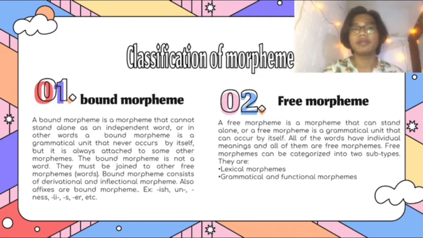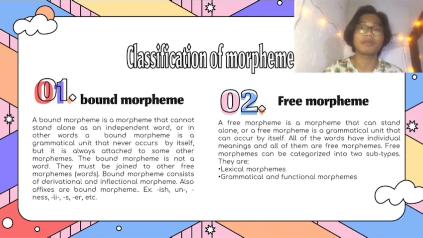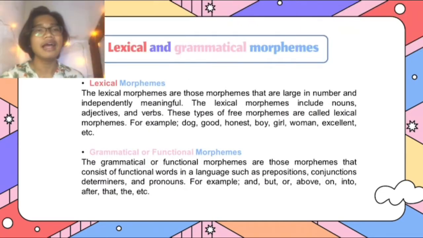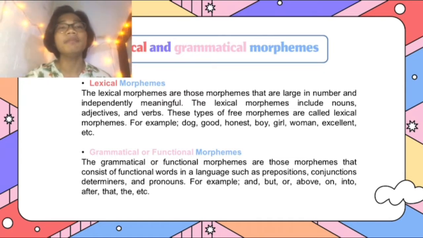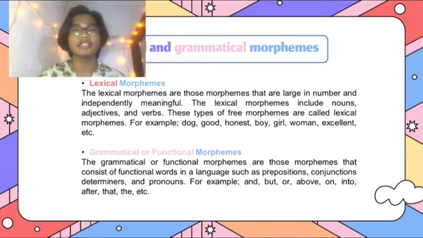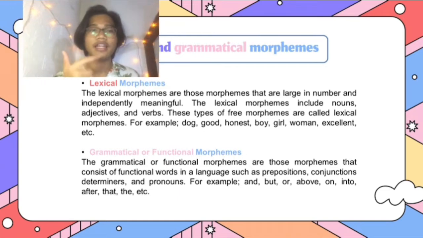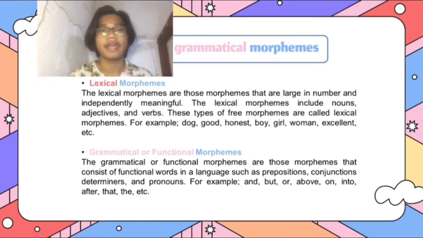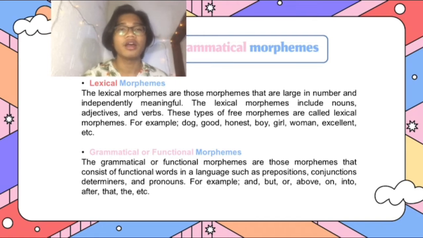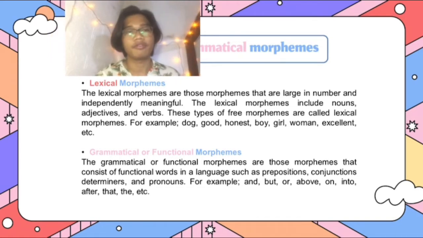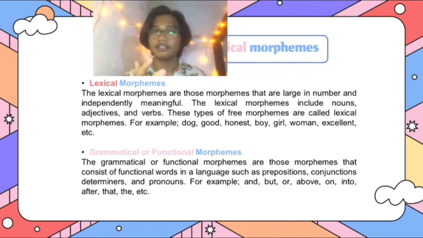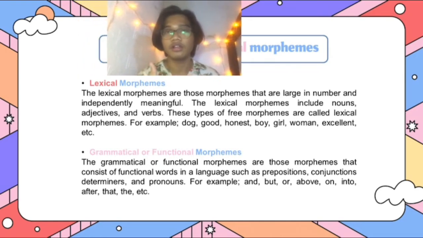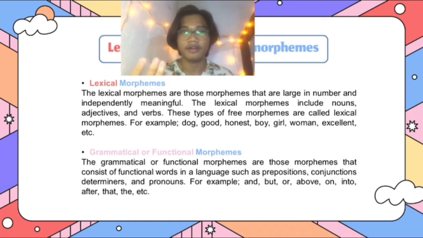Free morphemes can be categorized into 2 subtypes. There are lexical morphemes and grammatical morphemes. The lexical morphemes are those morphemes that are large in number and independently meaningful. The lexical morphemes include nouns, adjectives, and verbs. This type of morpheme is called lexical morpheme. For example, dog, good, honest, boy, girl, woman, excellent, etc.